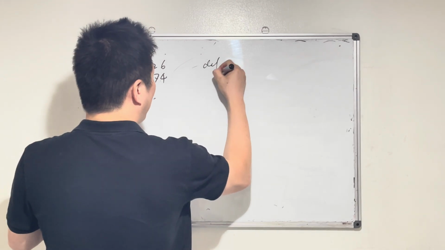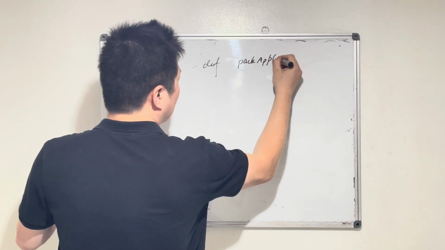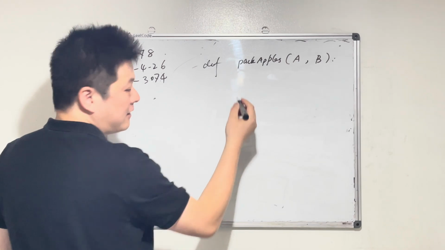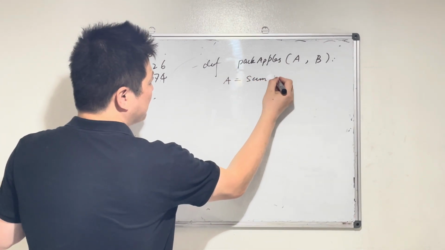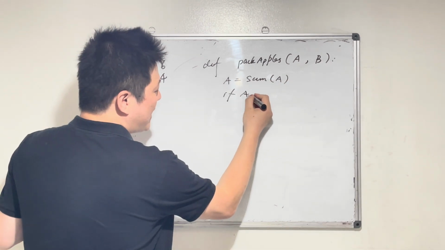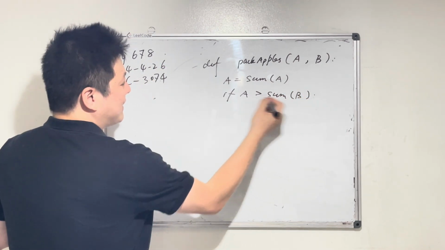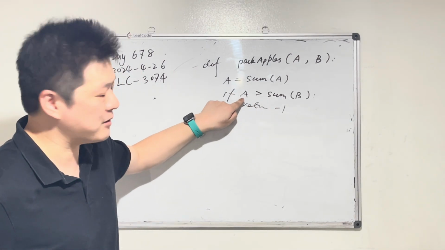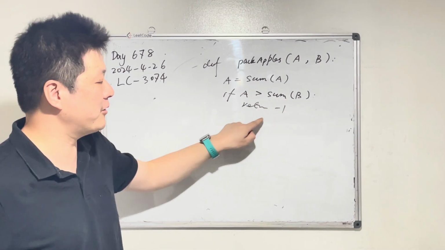So let's try the code. Define pack, apples and boxes, right? Then the total number of apples, which is the sum of apples, right? If the total number of apples is bigger than the sum of the boxes' capacity, then we return -1, because there's no point to continue, right?